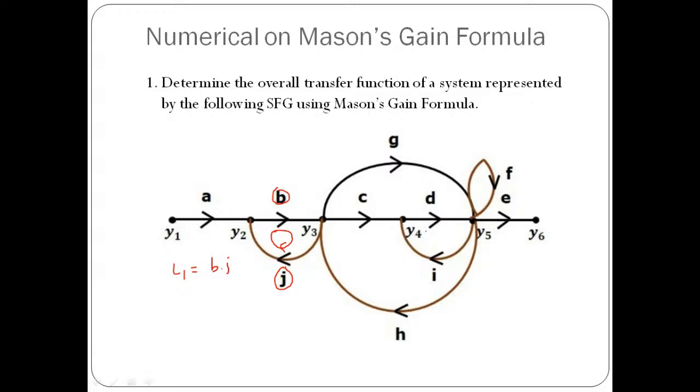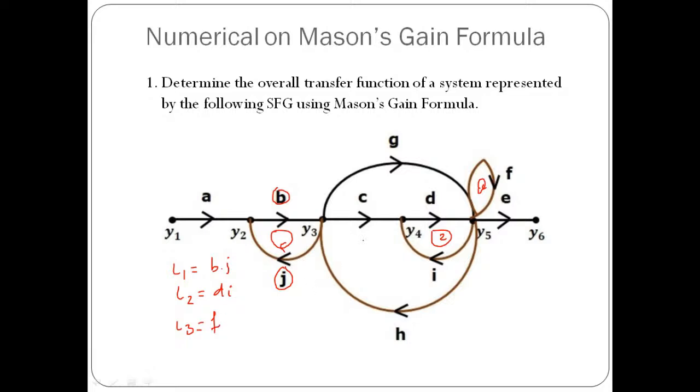In the same way, let us try to identify whether we have one more loop or not. See, this will be your second loop, loop number 2. And what will be the gain of that loop? It is simply the product of D into I. Then this will be your third loop, L3, and this is going to be a self loop having a gain F.